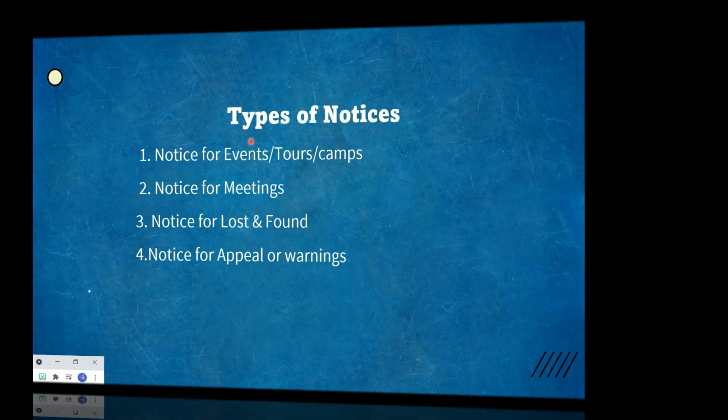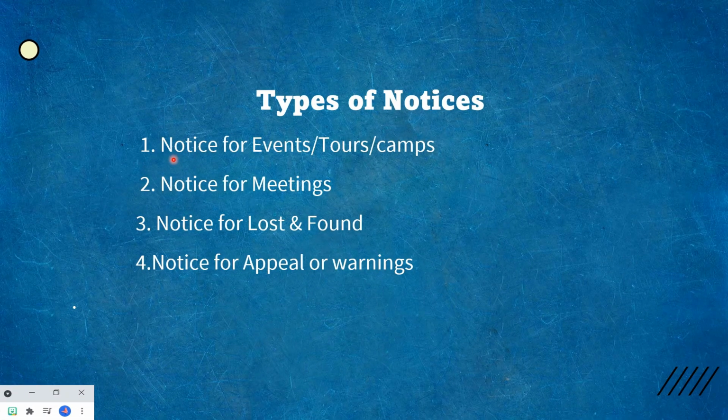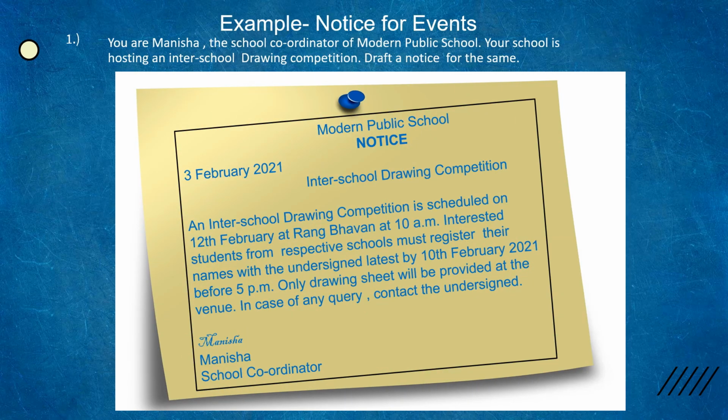Types of notices. There are different types of notices like notice for events, tours, camps, etc. Notice for meetings, notice for lost and found, notice for appeal or warnings. Now let us see some examples of notice writing.